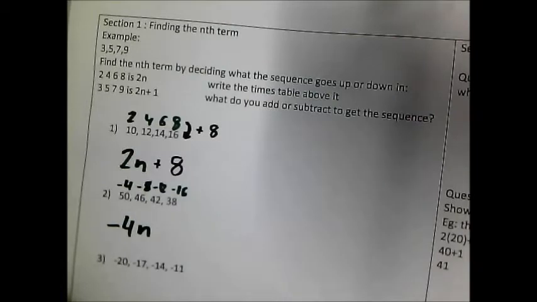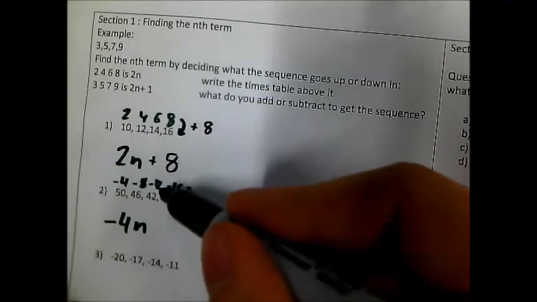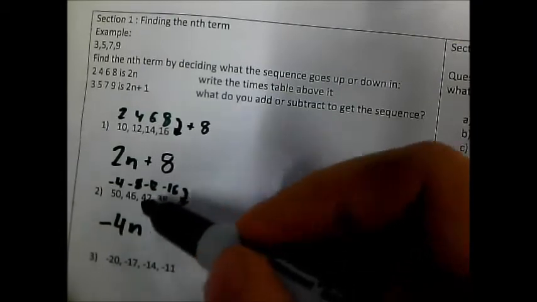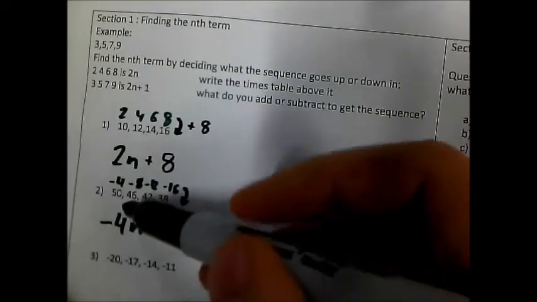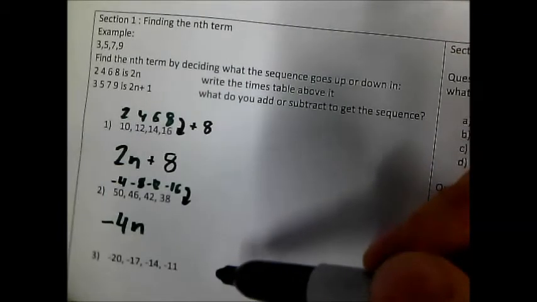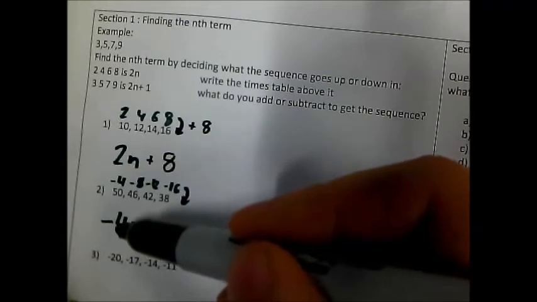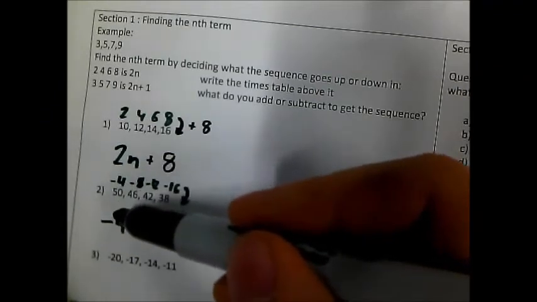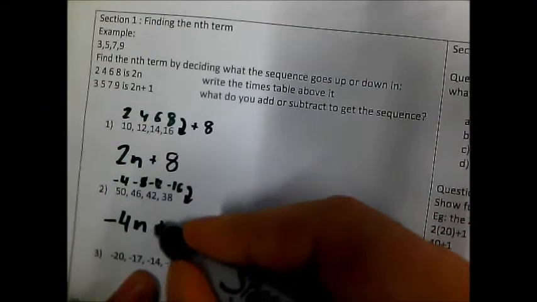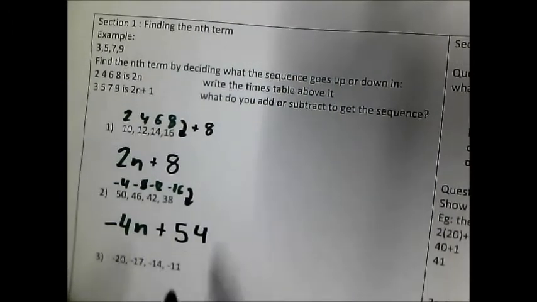Now I need to see what I need to do to go from negative 16 to 38, from negative 12 to 42, from negative 8 to 46, and from negative 4 to 50. To go from negative 4 up to 0, I need to add 4, and then to go from 0 to 50, I need to add 50, so that's adding 54. So it's negative 4n plus 54.